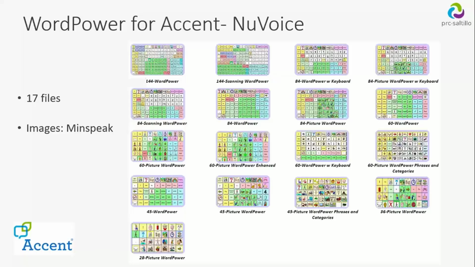And then on the Accent devices, you'll find 17 options, all English, ranging from 28 buttons per page to 144. The images will be the MinSpeak, otherwise known as PRC icons. And at this point, I will turn it over to Nancy to lead us through the design and architecture.